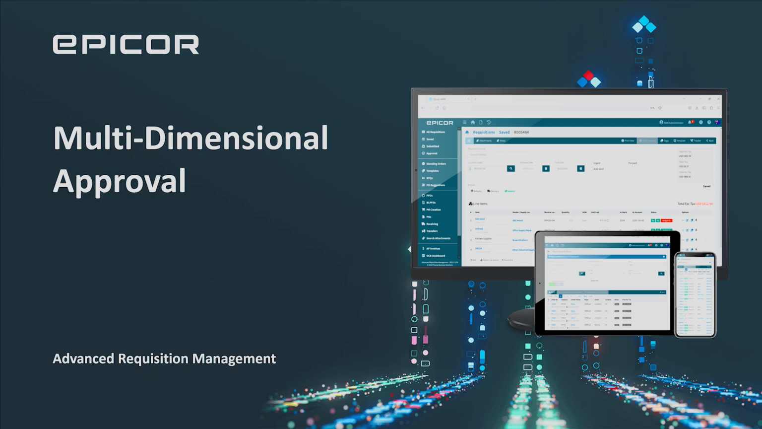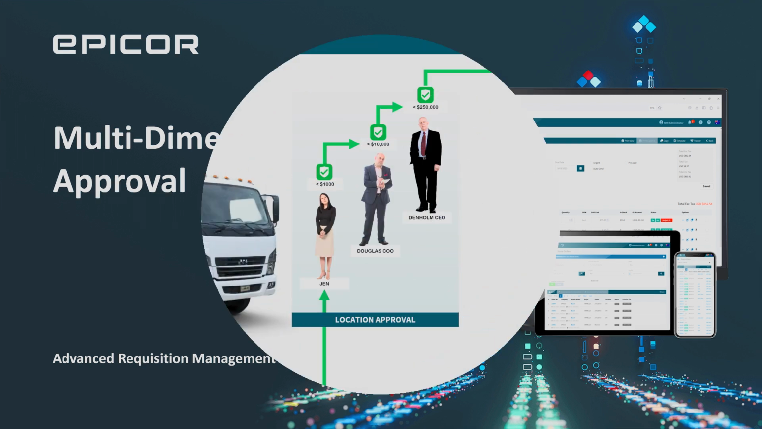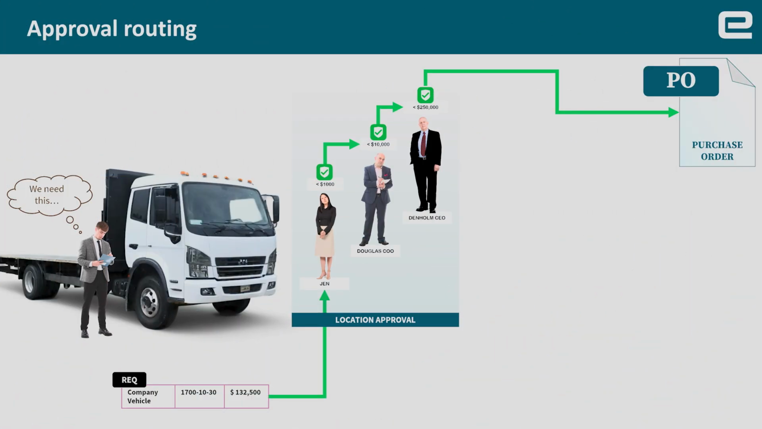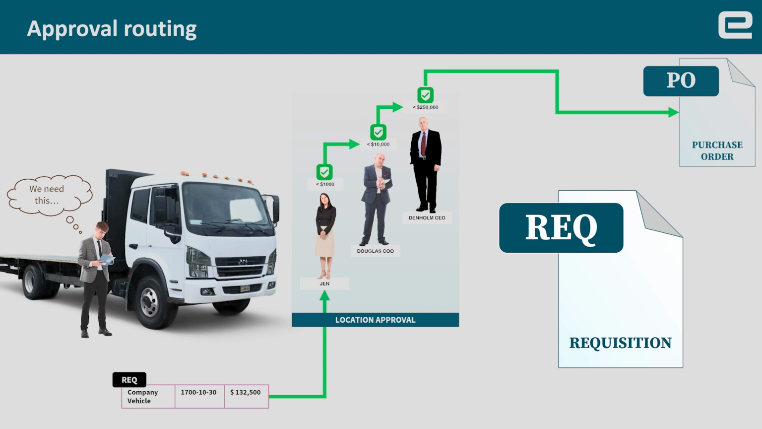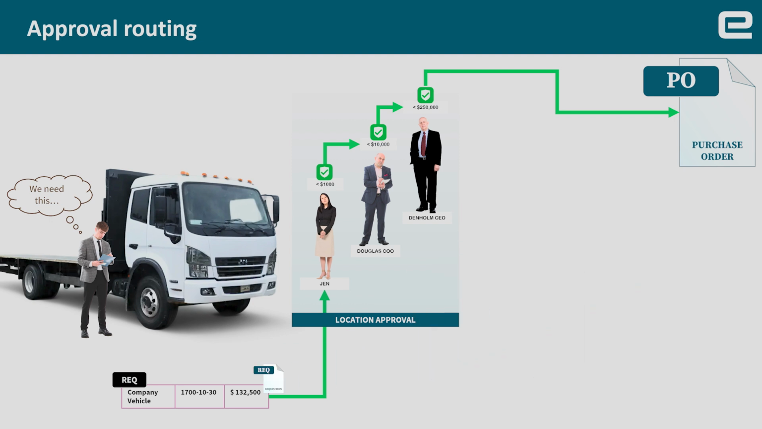In this tutorial, we're going to show how multi-dimensional approval using Epicor Advanced Requisition Management can optimize the process of approving purchases in Epicor. Even basic purchase requests, or requisitions, can involve multiple approvers. If the value of a requisition is above an approver's limit, for example, it might escalate to the next highest approver, and so on. Even though this scenario involves multiple approvers, it's only for one reason: cost.